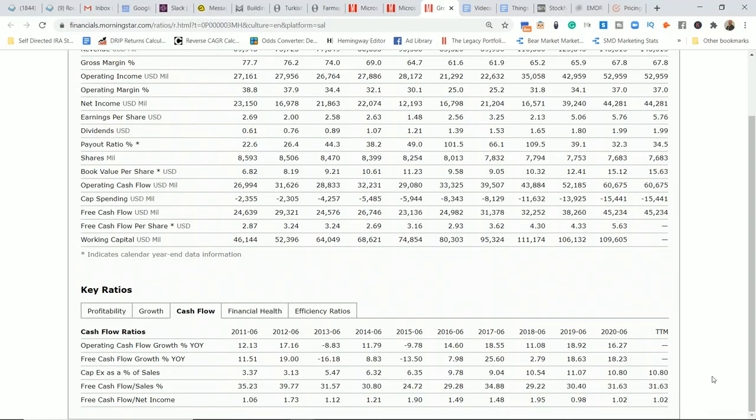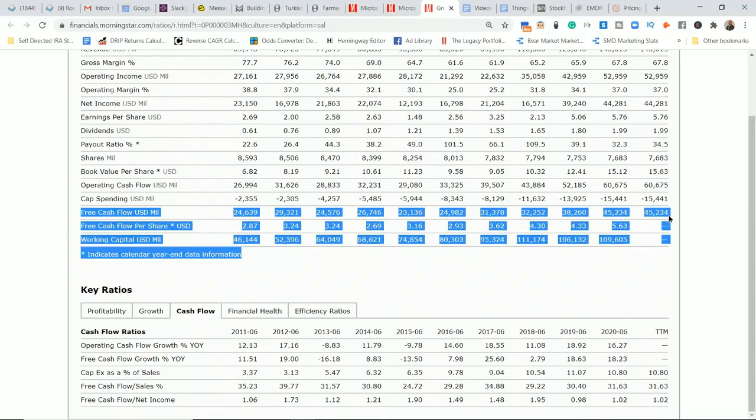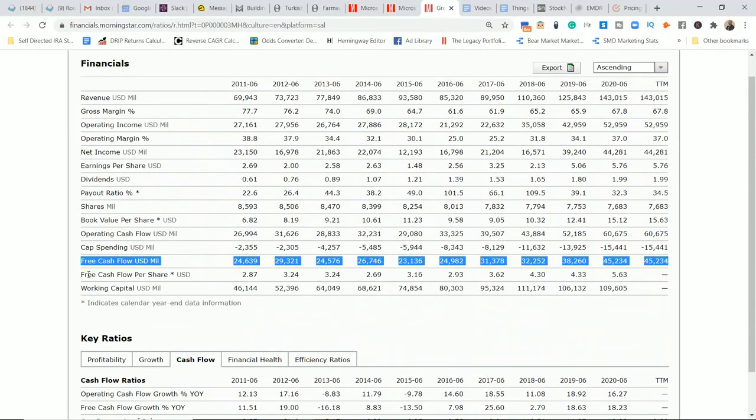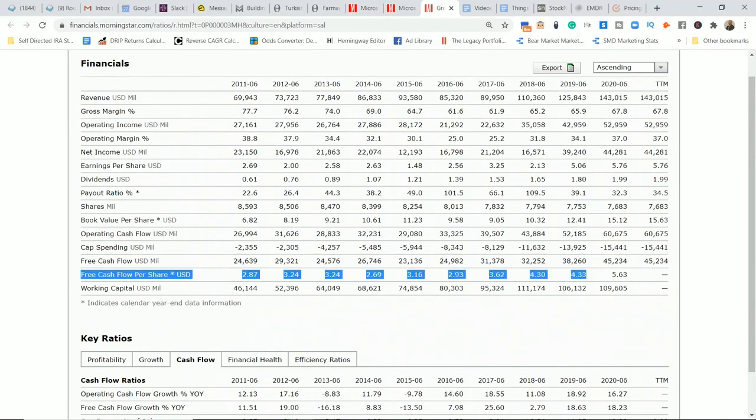So even though it's fallen a little bit, or quite significantly actually, from 2012 to today, it's not a huge deal because Microsoft produces an enormous amount of cash flow. You can see the absolute numbers over years here. And you can see the free cash flow here. Or free cash flow per share, sorry.